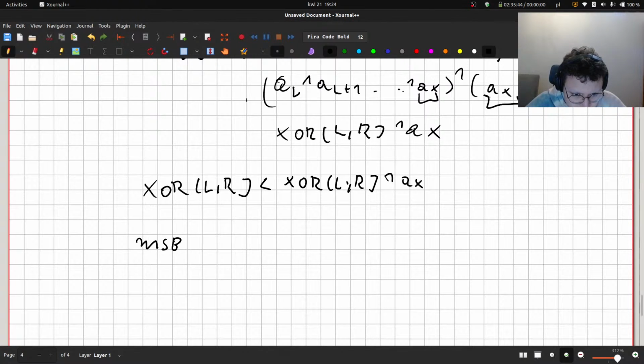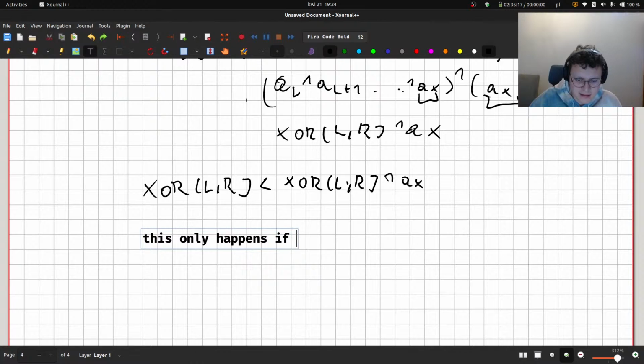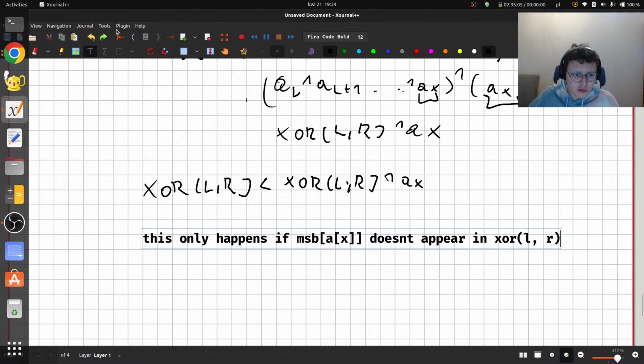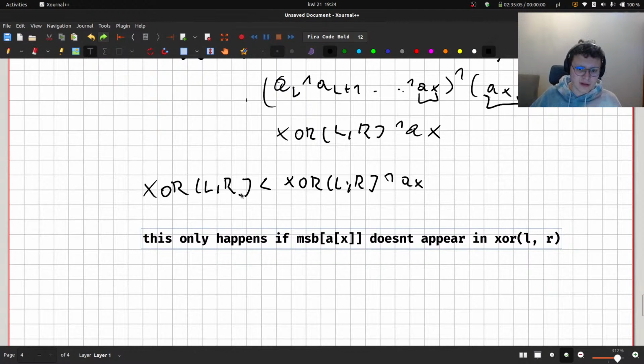the MSB, the most significant bit of AX, doesn't appear in the XOR from LR. How to prove it?